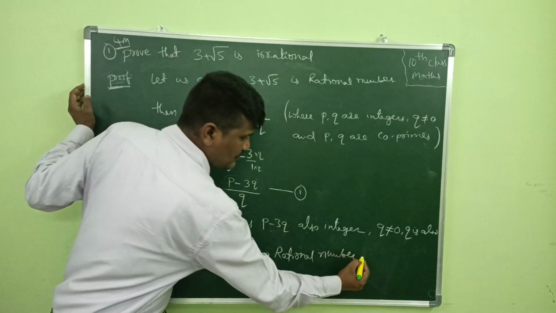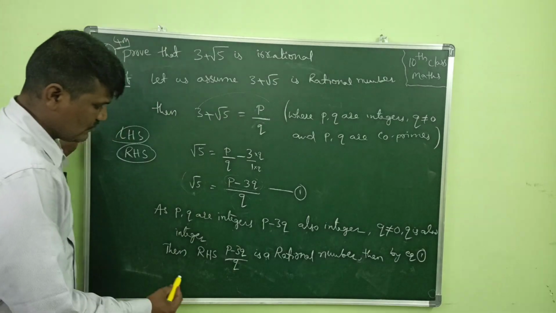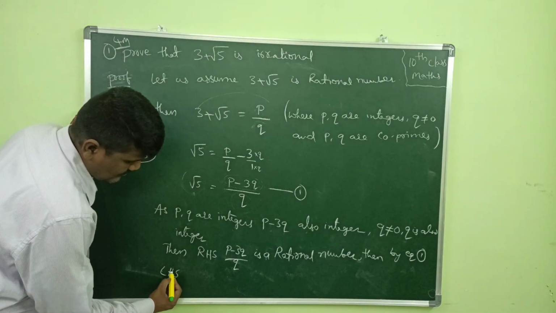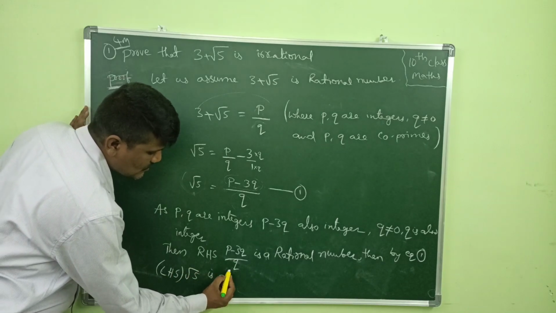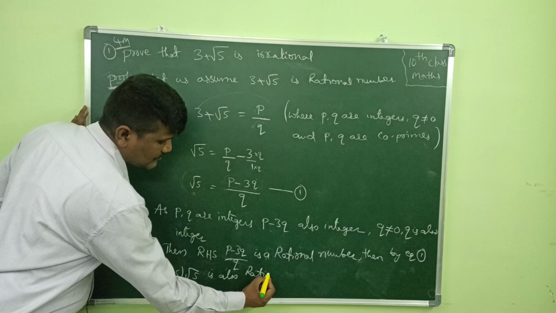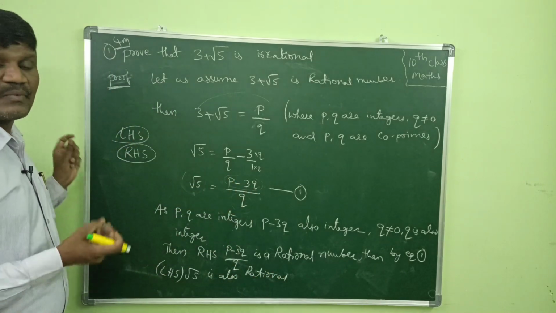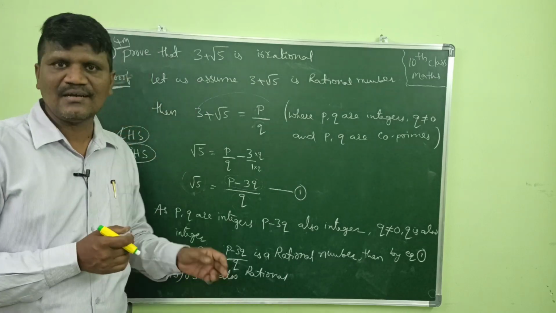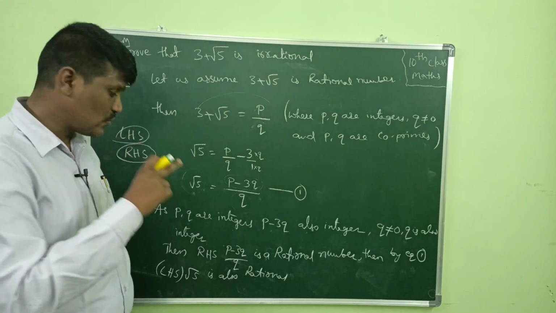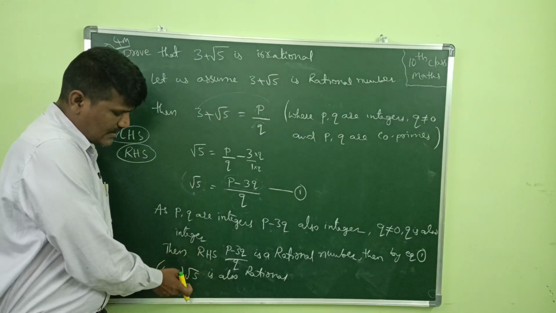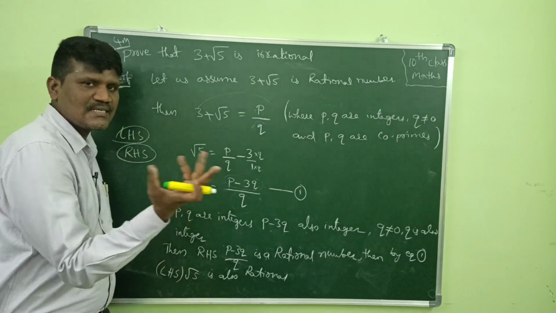Okay. Then by equation 1, what is there in the LHS? By equation 1, LHS, root 5 is also rational, because both are equal. If this is rational, this is also rational. But we know that root 5 is irrational. So root 5 is irrational, but we got here that root 5 is rational, which is wrong, right?